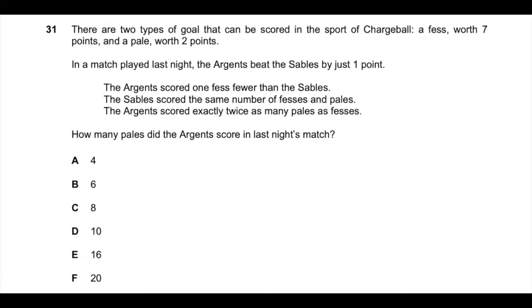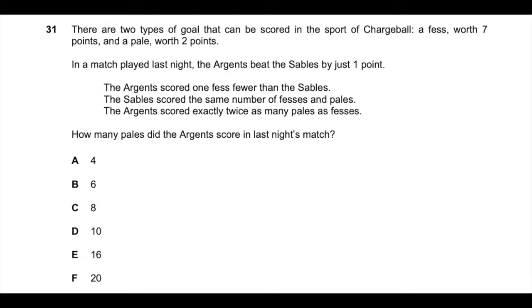In a match played last night, the Argents beat the Sables by just 1 point. The Argents scored 1 fess fewer than the Sables. The Sables scored the same number of fesses and pails. The Argents scored exactly twice as many pails as fesses. How many pails did the Argents score in last night's match?